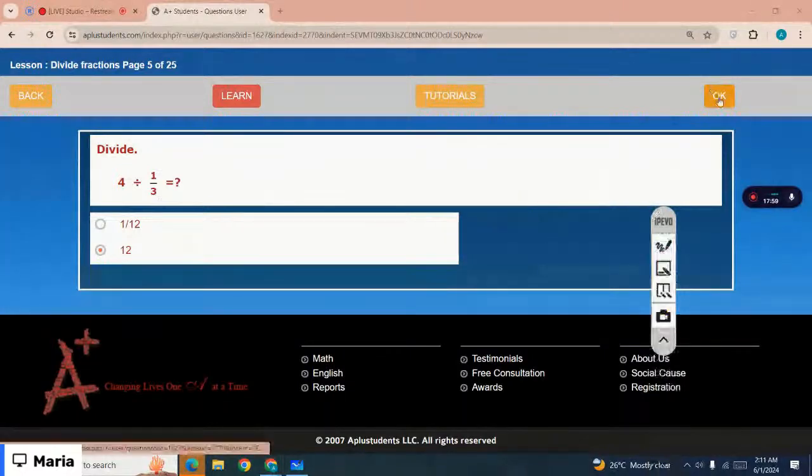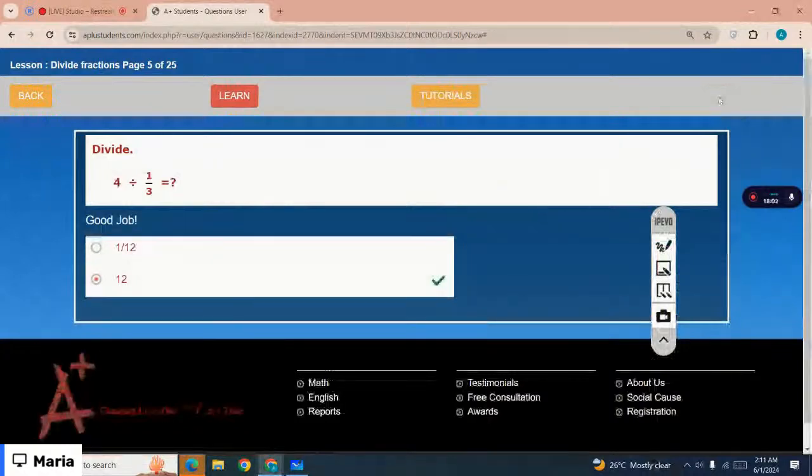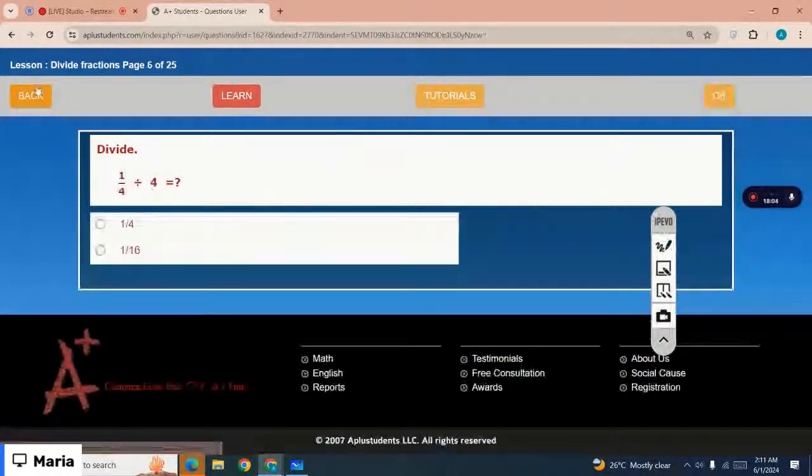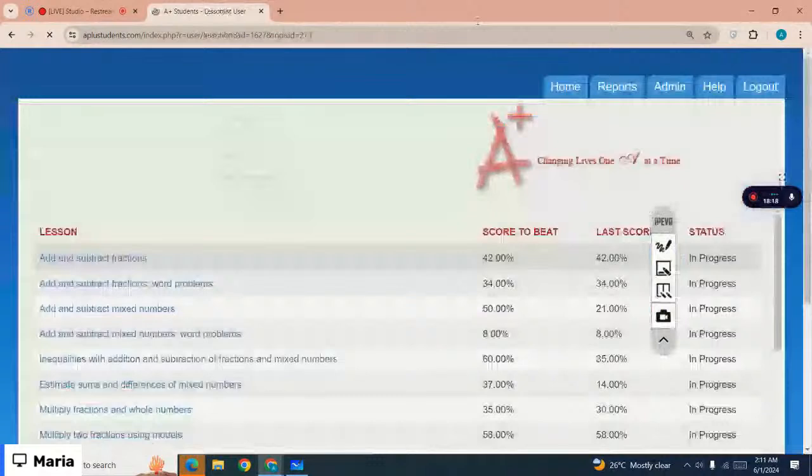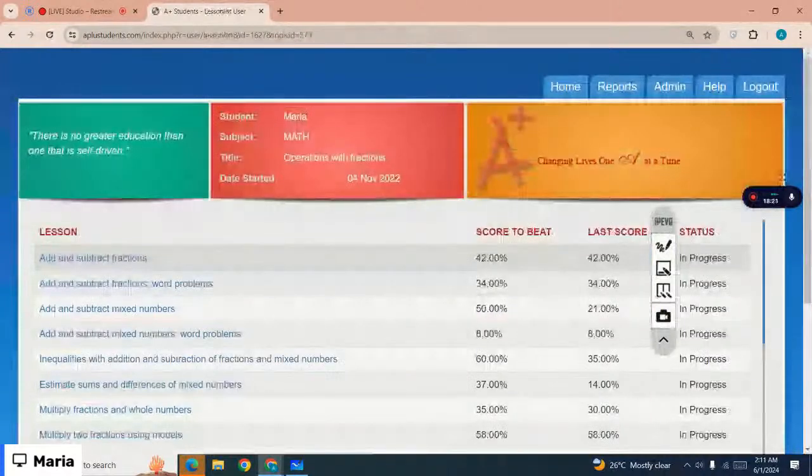Okay, you can complete the lesson by yourself later today. Let me just move on to the next lesson. Okay, the next one is 1 by 4 divided by 4. So which is the correct option? Let's just start with the next lesson.